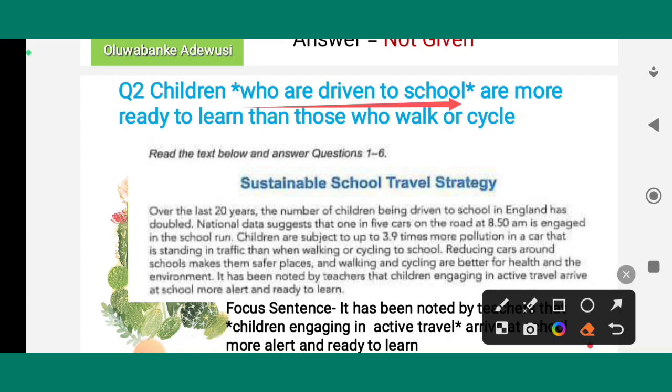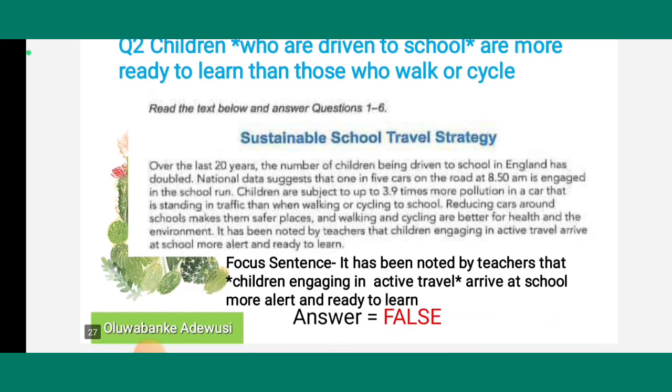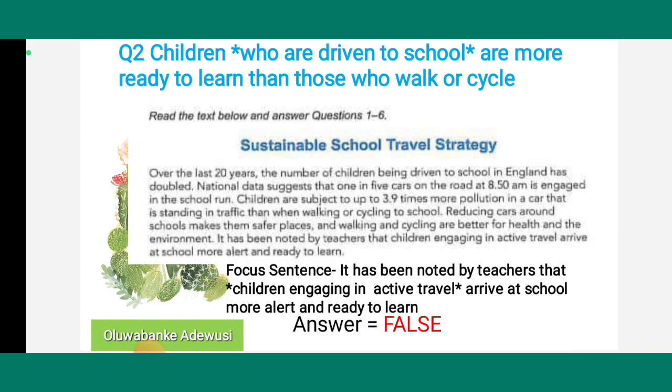And we don't want contradictions. So it will be safe to say that the answer is false. For false, there will always be that point of contradiction between the question statements and the focus sentence. Can you see that? So now you should be able to do the next exercise.